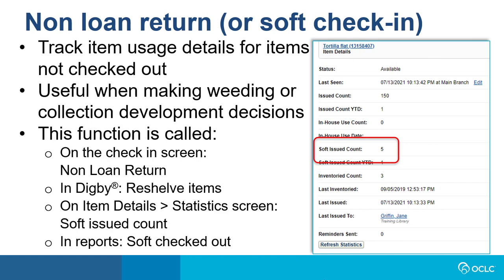This function is known by different names. On the check-in screen, it's non-loan return. In Digby, it's reshelve items. On the item details statistics screen, it's soft issued count. And in reports, it's soft checked out.